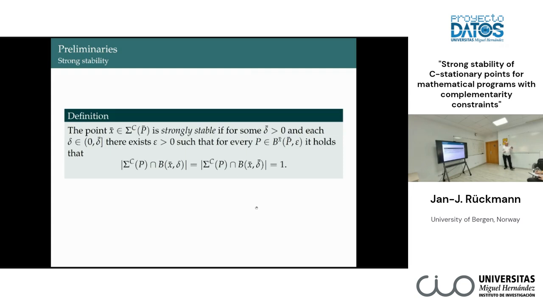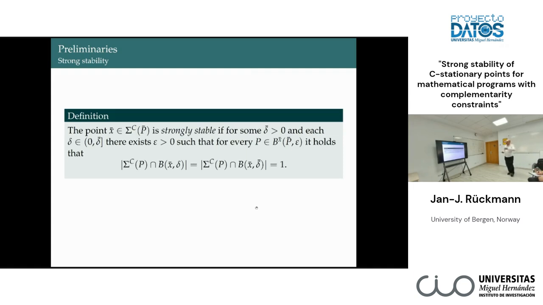And this was what Kojima did first in the 80s for nonlinear optimization problems. He wrote down an equivalent, and this is an important point, equivalent definition of strong stability by using first and second order derivatives. It's an algebraic condition, which, at least in the happy case, could be handled, in contrast to this definition. And that was, of course, the challenge also for us.